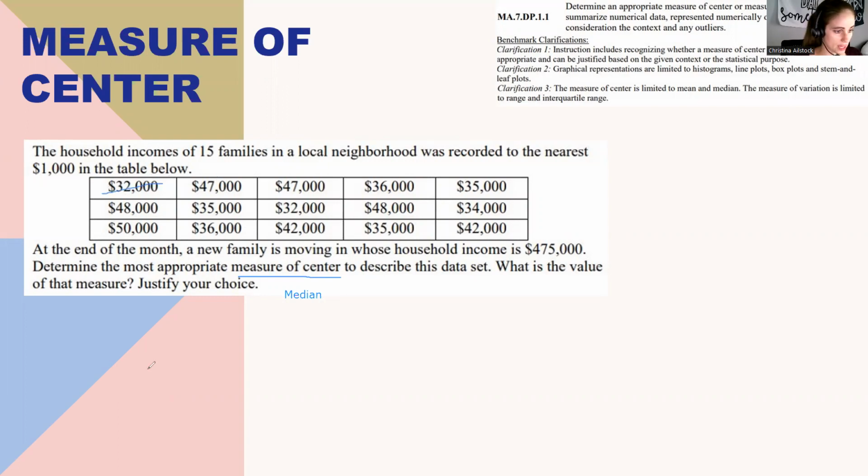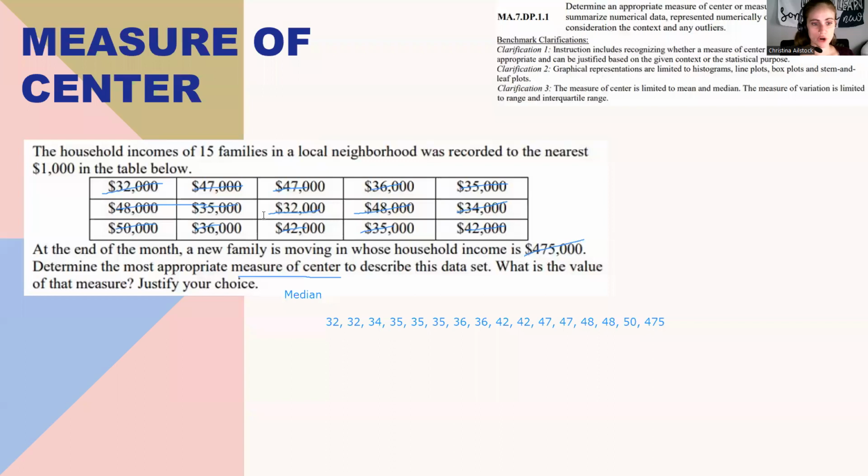So we have 32,000 here. I would just write my 32, and then I'm going to continue to go down the line. Next up, there's another 32,000. So we're going to write that again and continue on until we have all of our numbers from our data written in order from least to greatest.